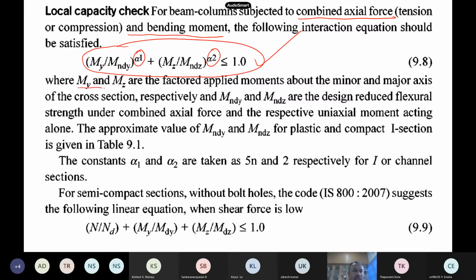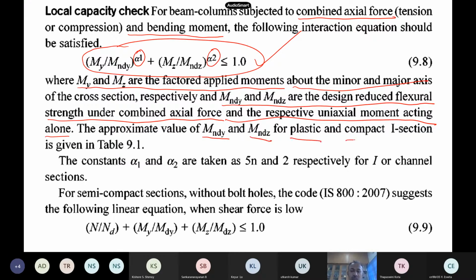Now My and Mz are the applied moments, like how much bending moment you have applied about the minor axis and the major axis. And these are the design reduced flexural strengths under combined axial force, with respect to the uniaxial moment acting alone. So these are Mndy and Mndz. How to compute them, the code also gives us. The values of Mndy and Mndz for plastic and compact sections are given in a table in IS 800 that you have to use, and these constants are taken as 5n and then 2. We will define this one.